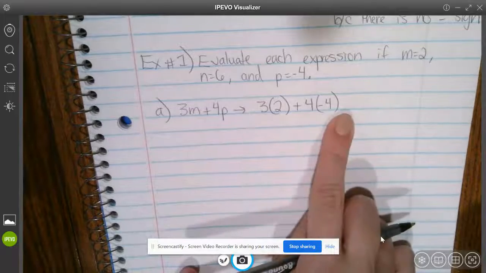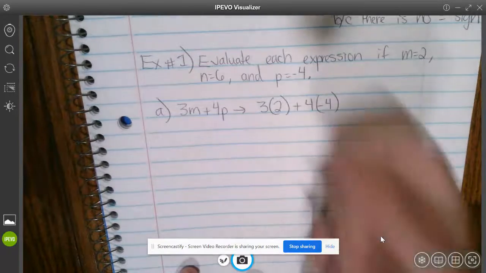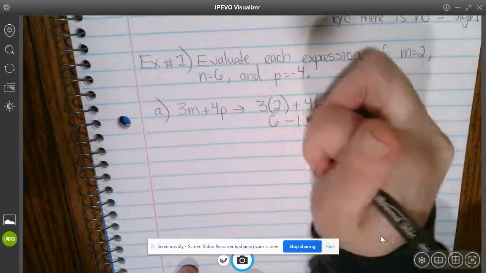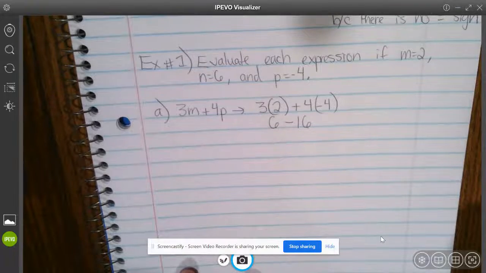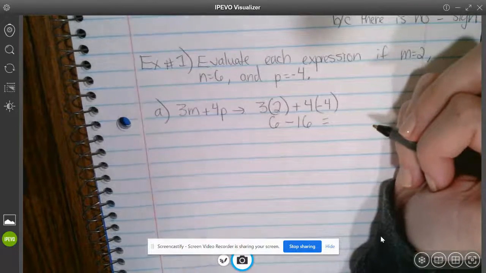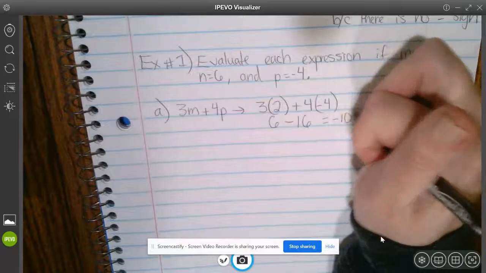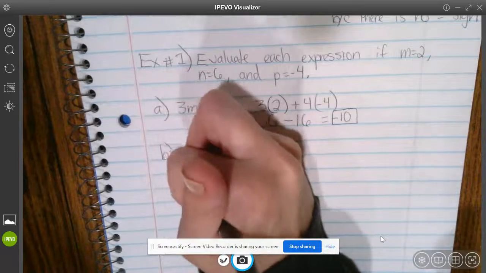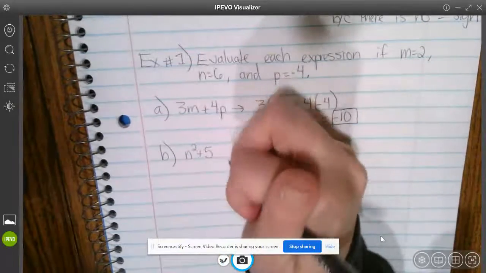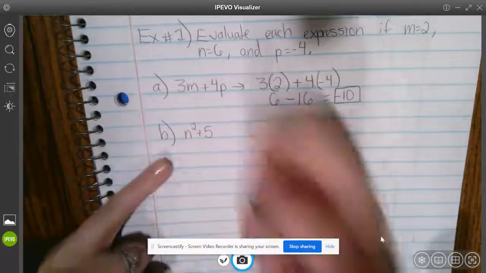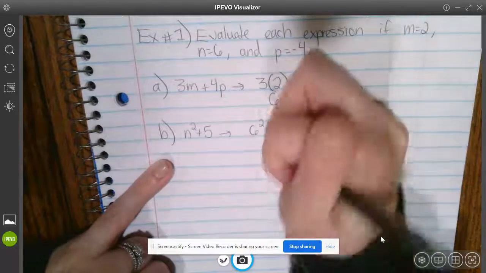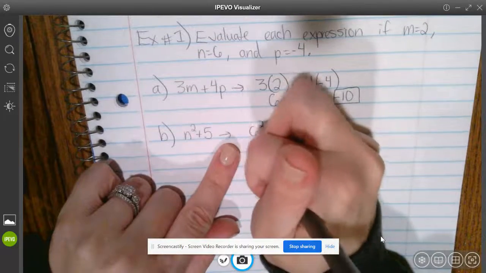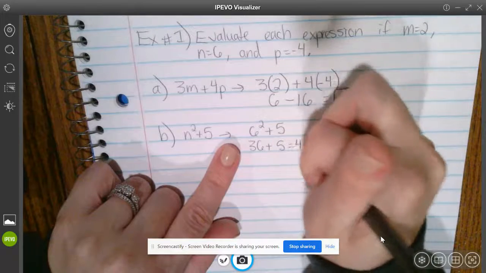Okay, from here, a lot of people just plug this into their calculator. That's fine. I like to do a little bit more work. So that'd be 6, and then this would be a -16. Okay, from there, if you just type that in, 6 minus 16, that would be a -10. Okay. Next one, n squared plus 5. Like I said, we're going to see some exponents. So n is really 6 squared plus 5. That's the same thing as doing 6 times 6. So 36 plus 5 equals 41.